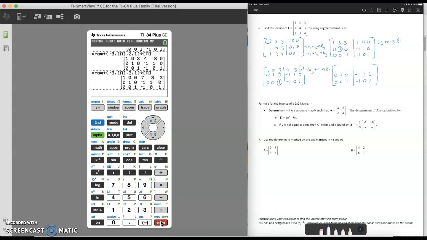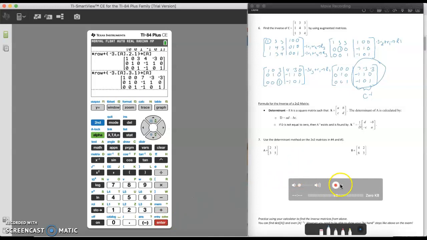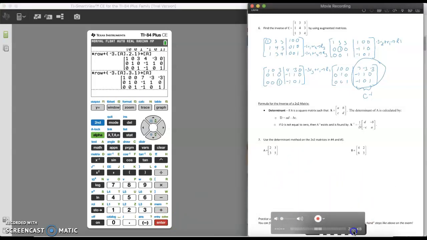And here we go. So we have 1, 0, 0 as expected, 7, -3, -3. So this over here on the right-hand side is our inverse of C, or our C inverse. Okay, there is another way to find the inverse if you have a 2 by 2.